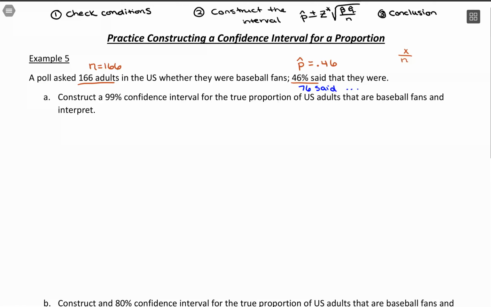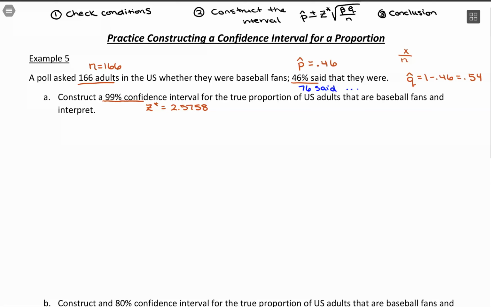All right, so we're going to construct a 99% confidence interval. So with 99% confidence, I'm just going to go ahead and grab the critical z-score that we found in the last video, which was 2.5758. And with that, we pretty much have all of our pieces. The only extra piece I might do is go ahead and grab q hat, which is 1 minus 0.46, which is 0.54.